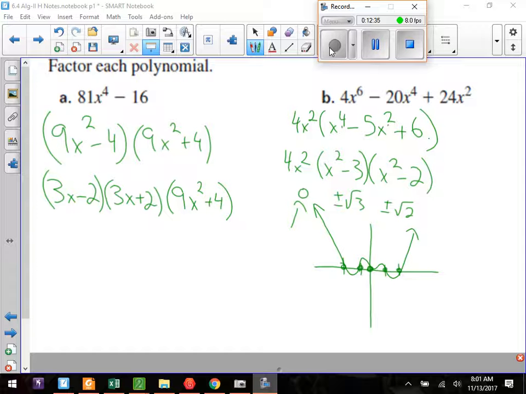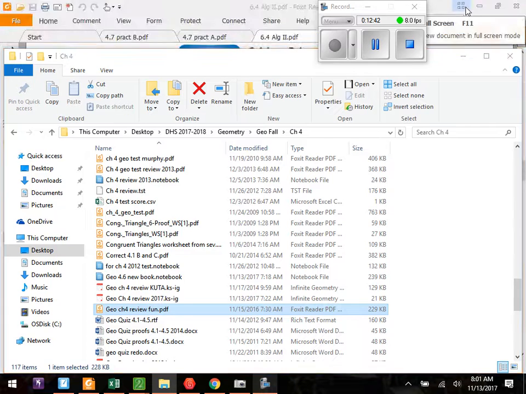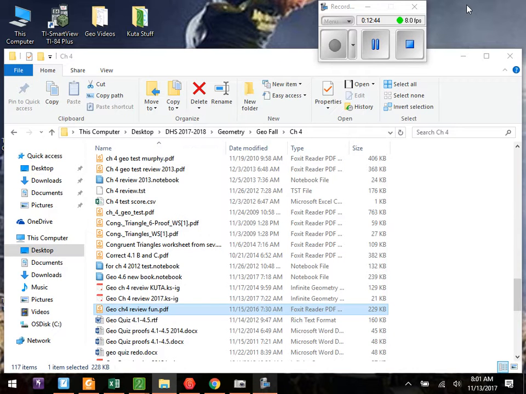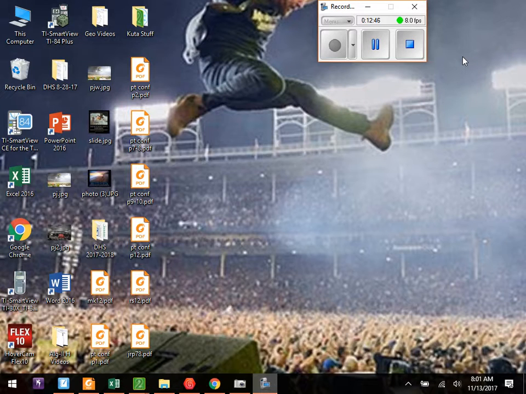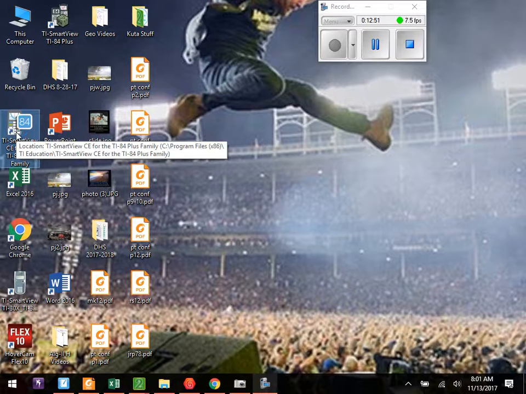So if you throw that in your graphing calculator, which I don't have open, which is weird. Seriously, how many tabs do I have open? I know, right? I'll get over it.